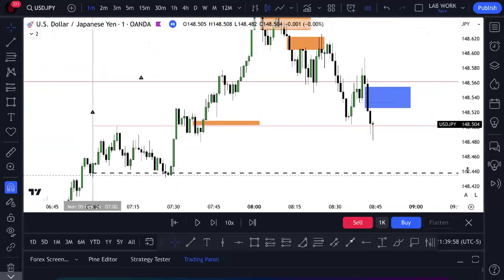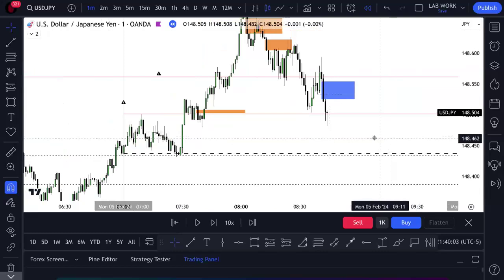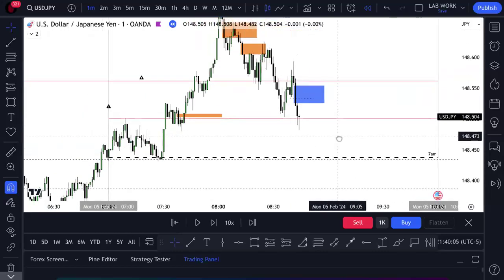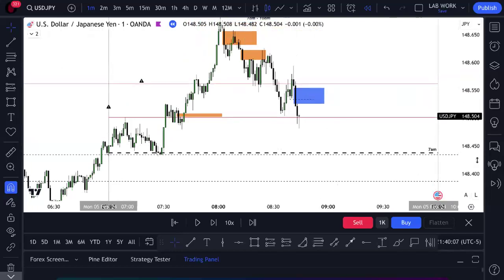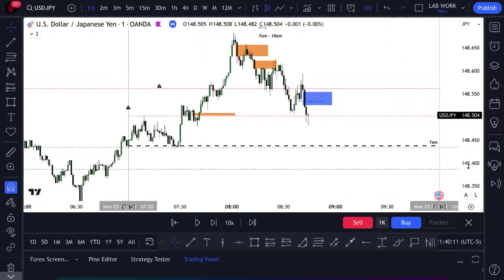You also notice, where is this PD array forming? And this is for the chat, for anybody to answer. Is this forming above 7 a.m. or below 7 a.m.? That PD array. Anybody in the chat can answer this question. So I want to interact with you guys.